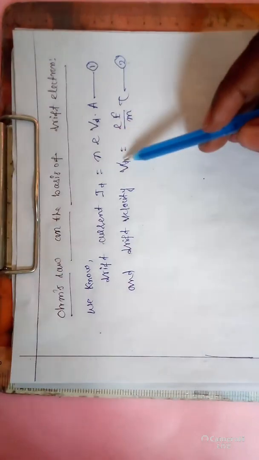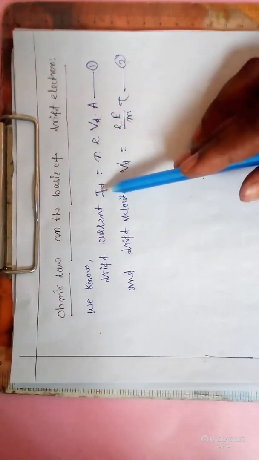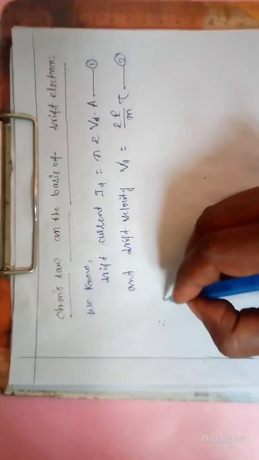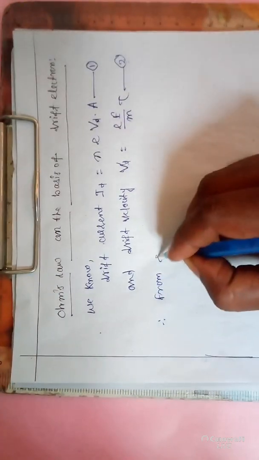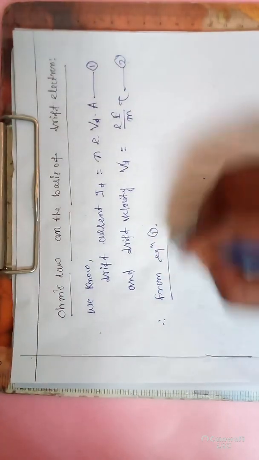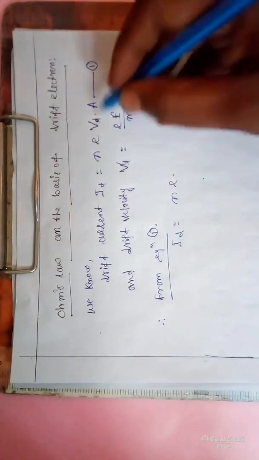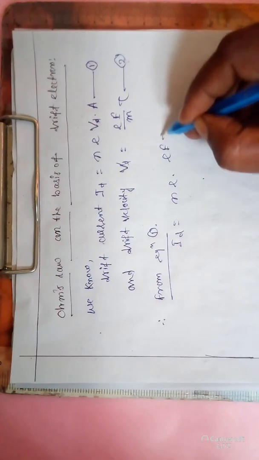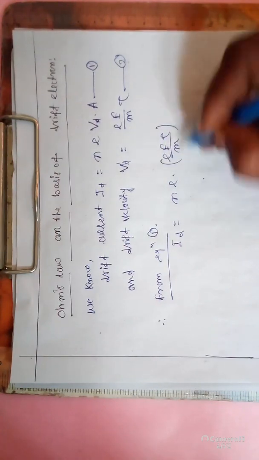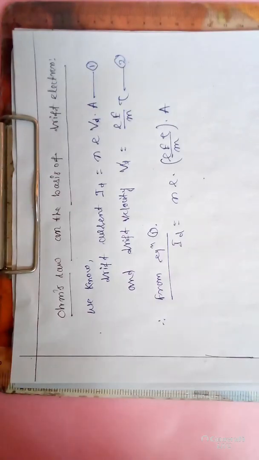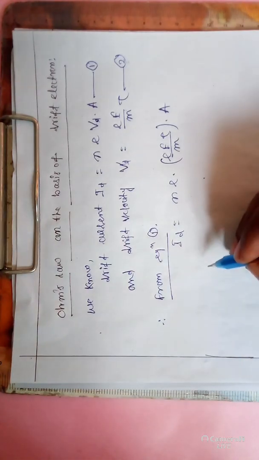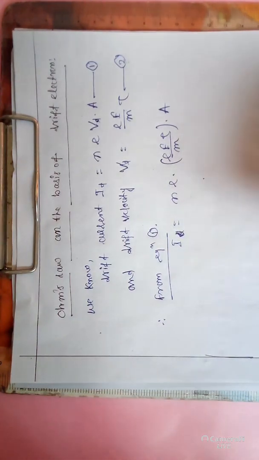Now just put the value of drift velocity in ID. Therefore from equation 1, what will you get? ID is equal to Ne Vd, Vd means eE tau by m, into A. So ID is equal to N e squared E tau by m into A. Now ID, you can simply write I, that is the drift current, which is already the current.